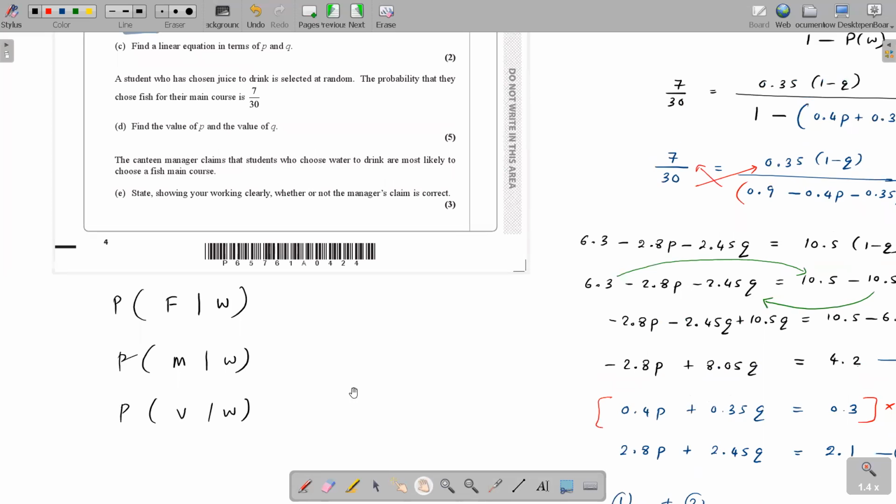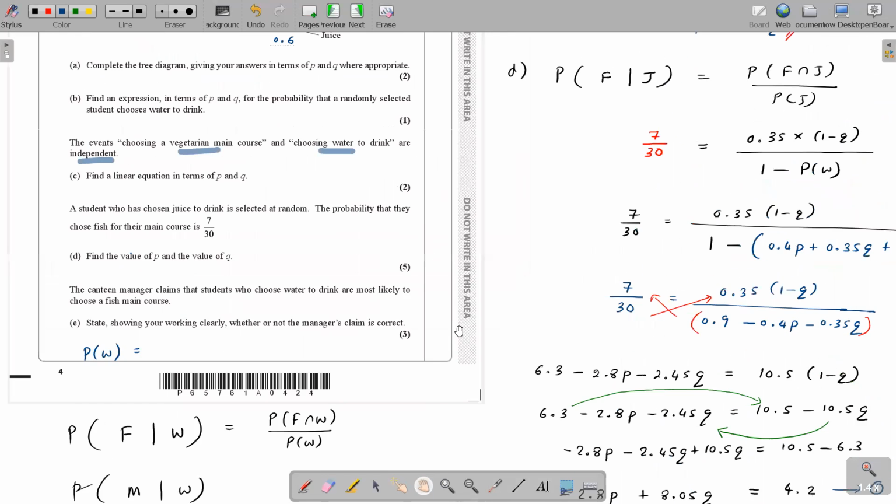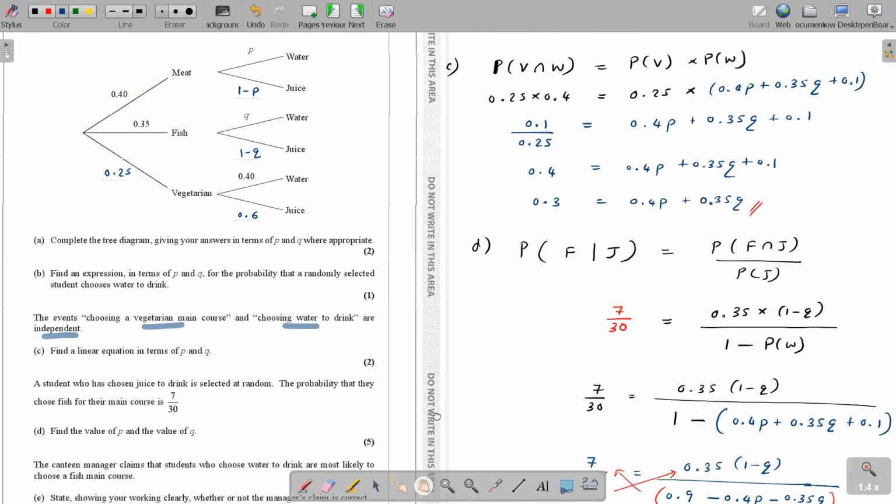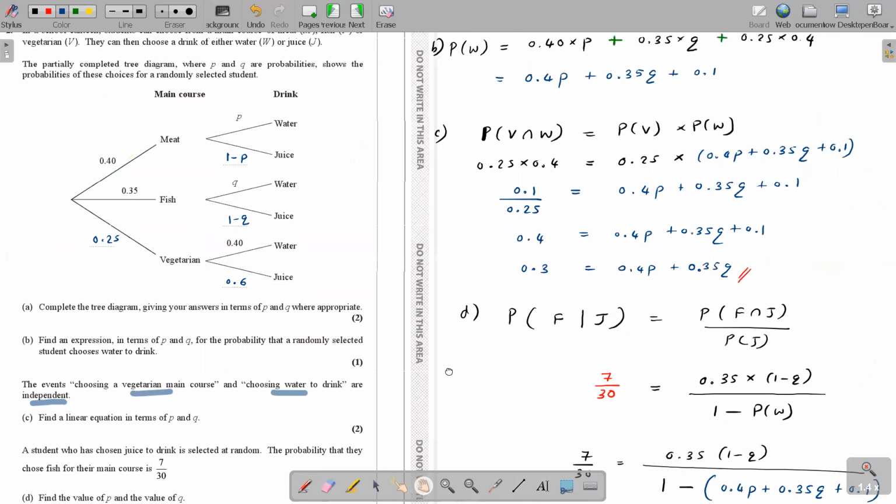What is the answer here? Fish given water, probability of fish intersection water over probability of water. I think it's better that we get the probability of water first, because the p and q values are not found. So what's the probability of water? That should be found first. The probability of water in part A was 0.4p plus 0.35q plus 0.1.